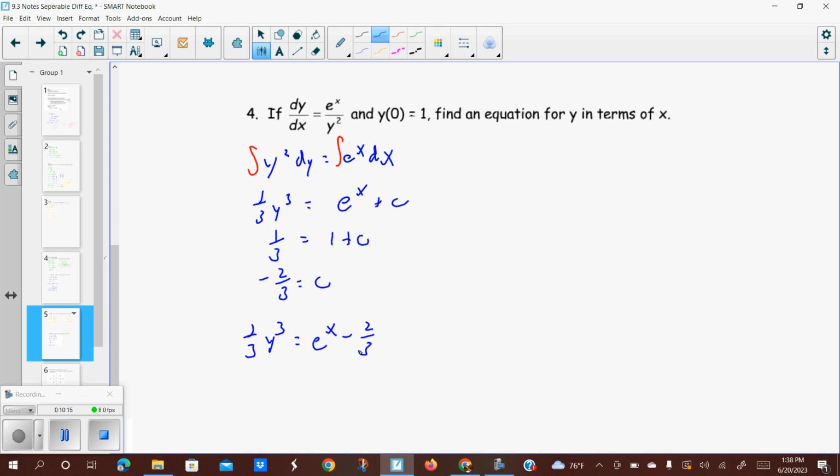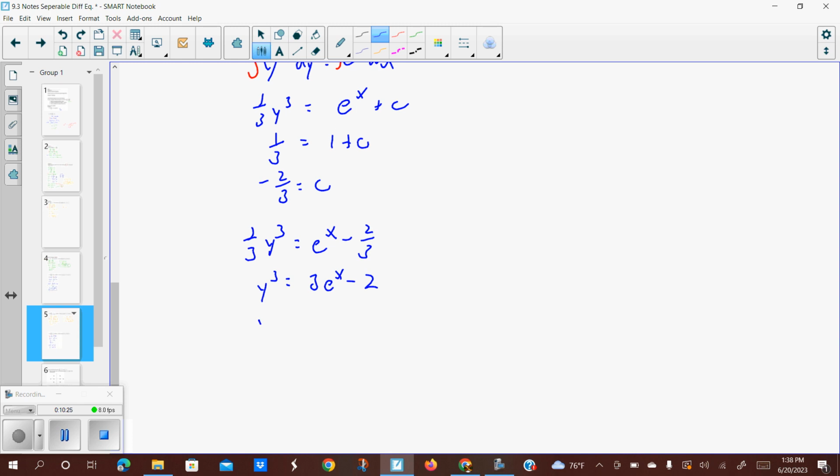Multiply everything through by 3. y cubed equals 3e to the x minus 2. And then we'll take the cube root. This is an odd root, so we do not need a plus or minus. Actually, it would be wrong to do so. That is our answer.